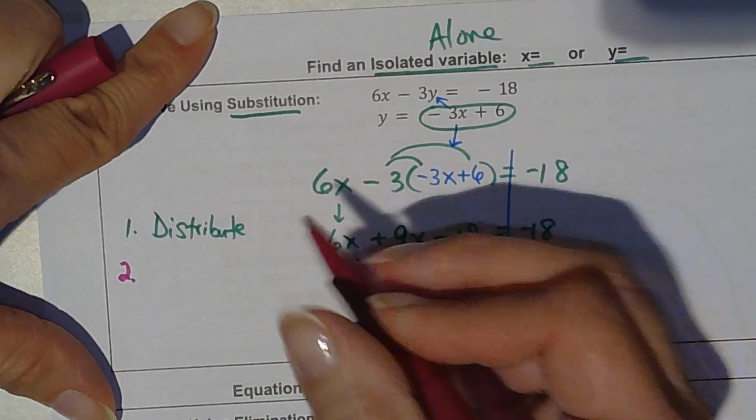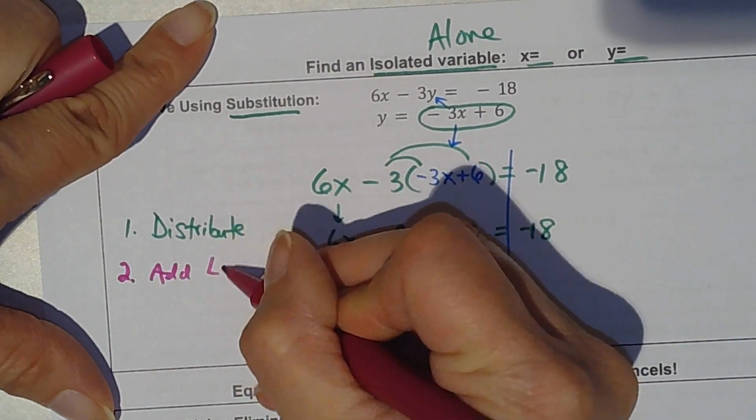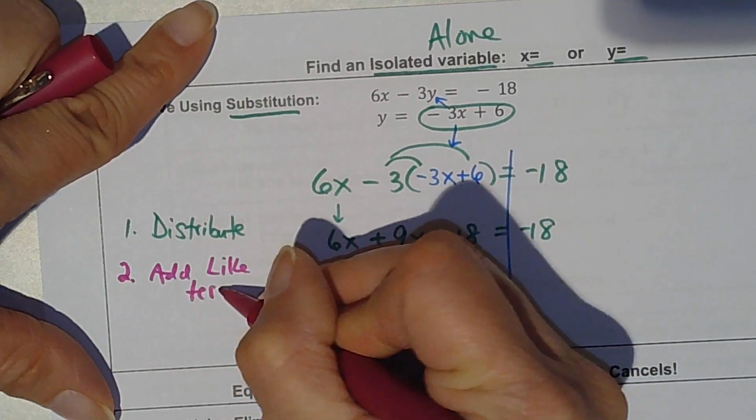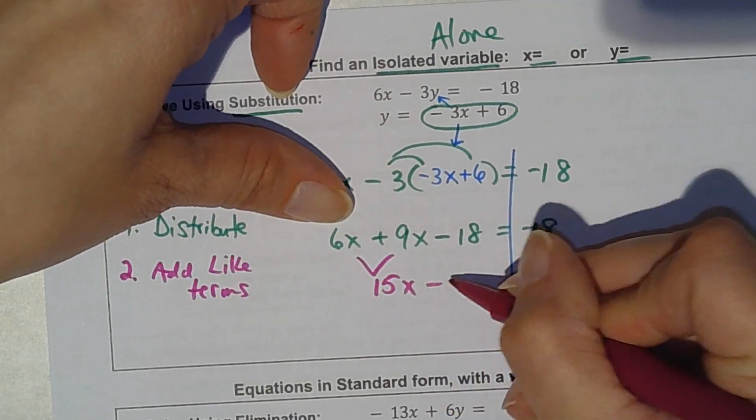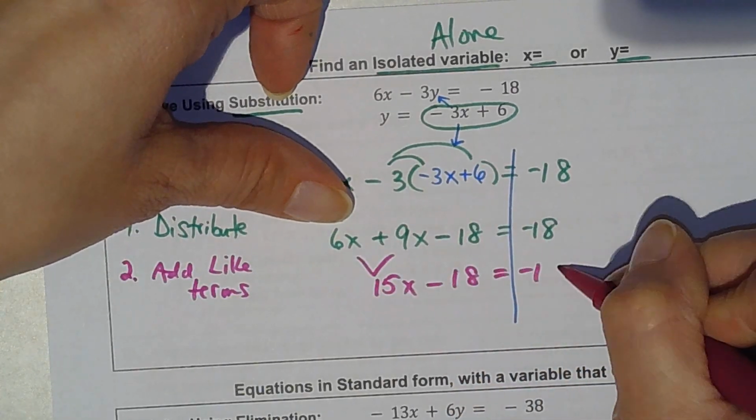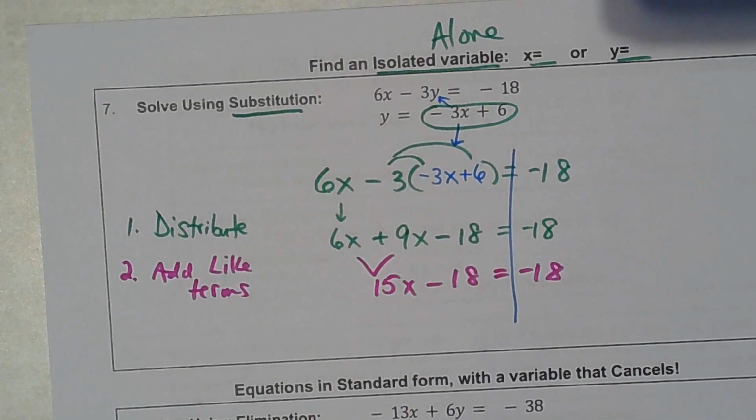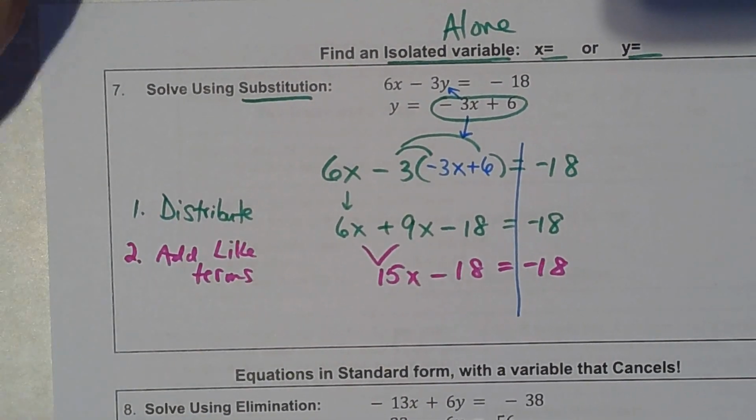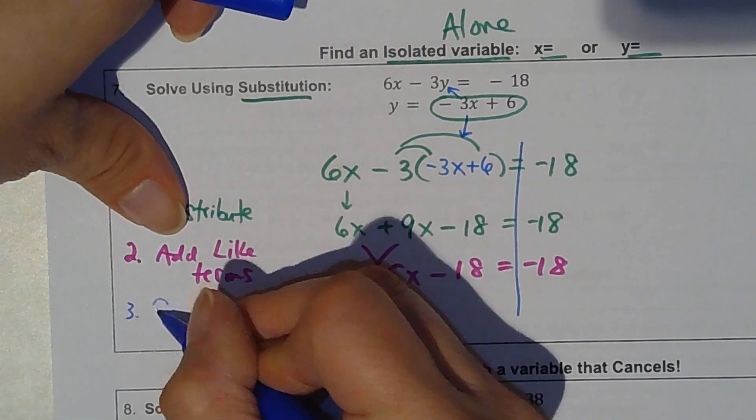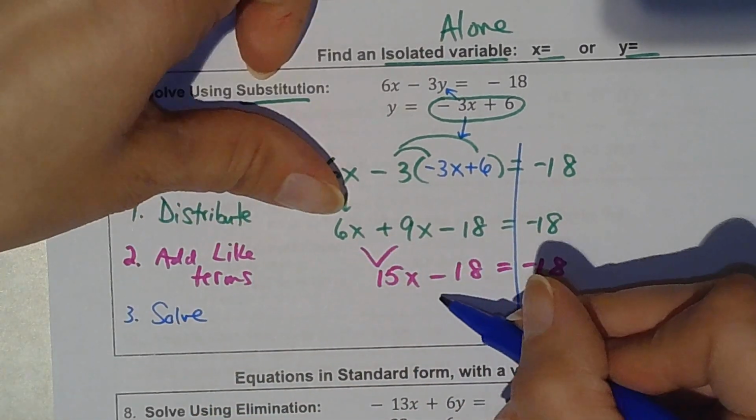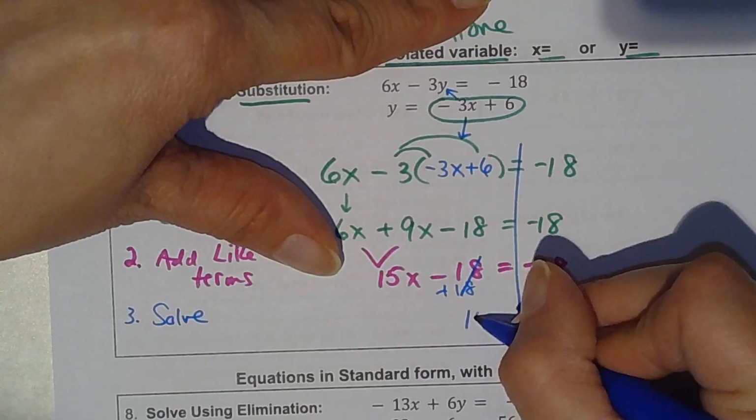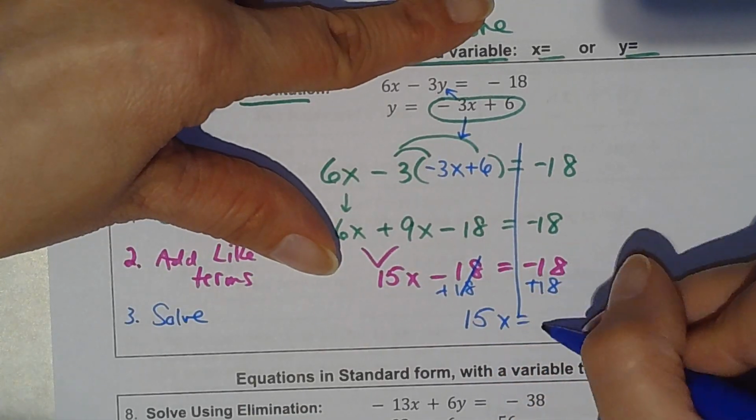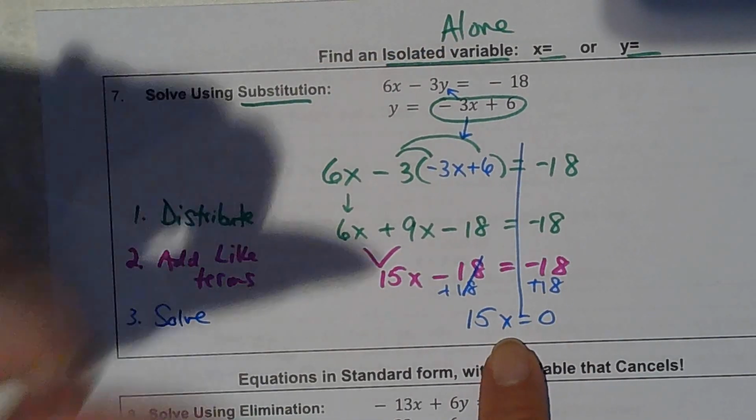The next step is going to be to add like terms. Let's go ahead and add these x's to make 15x. Copy the rest of the problem. And now we're just going to continue to solve like normal. Let's solve. Plus 18 plus 18. 15x equals 0. Now I still have a letter.